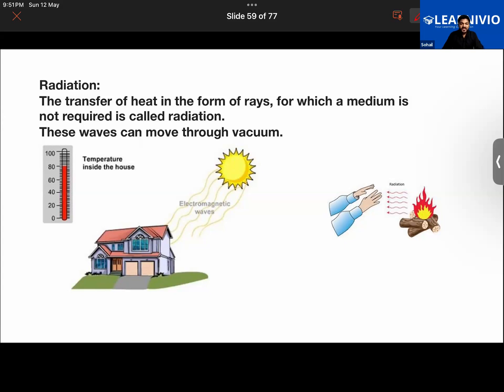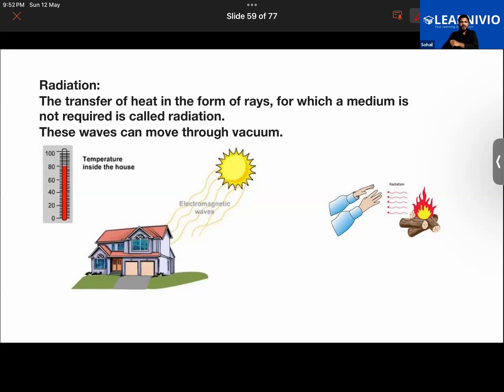For example, the heat that is coming from the sun. So is there any medium between sun and earth? Is there any such medium like air or liquid between earth and sun? Obviously no. There is vacuum between earth and sun. But still heat is able to come from the sun to earth. So that is because of another method called radiation.